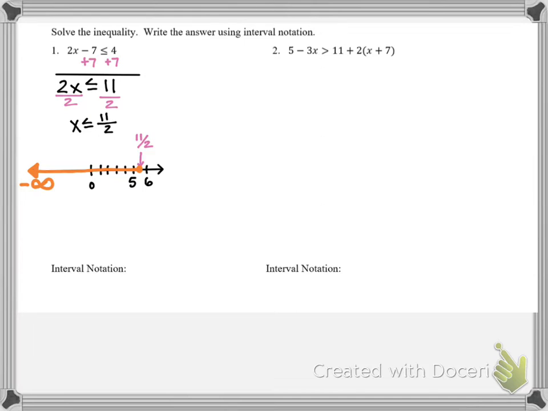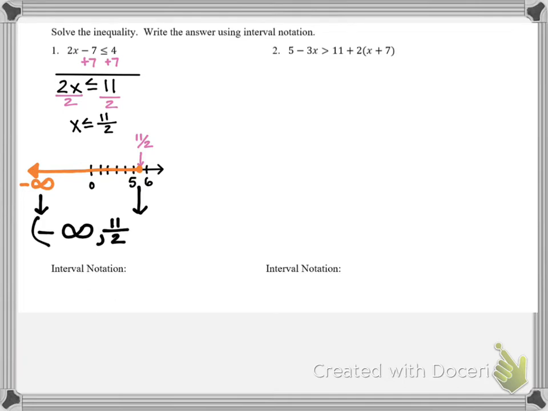Now, the graph helps me write my interval notation. I look at the left side of my graph and I see there's a negative infinity. When I say I look at the left side, I mean I look at the left part of my shaded area. My shaded area goes all the way to the left towards negative infinity. But on the right part of my shaded area, my rightmost bound is 11 halves. So on the right side of my interval notation, I stop at 11 halves.